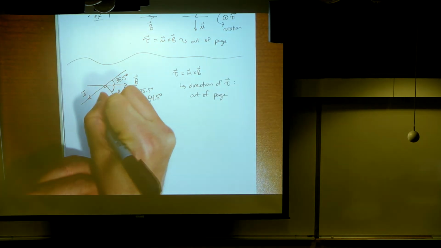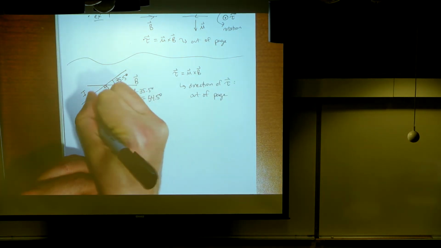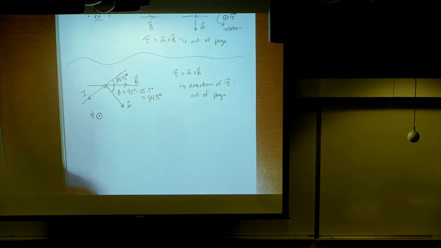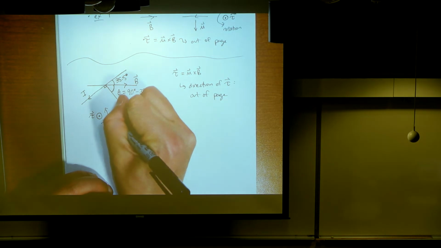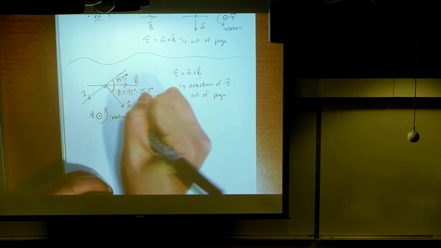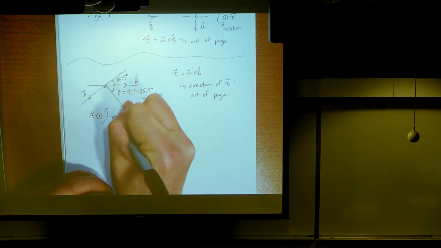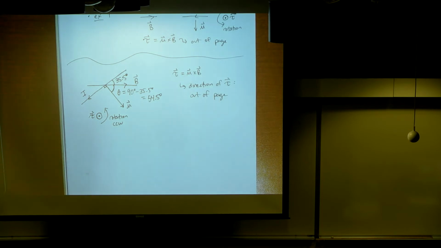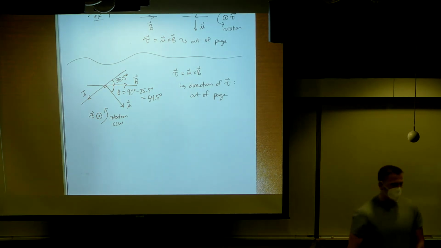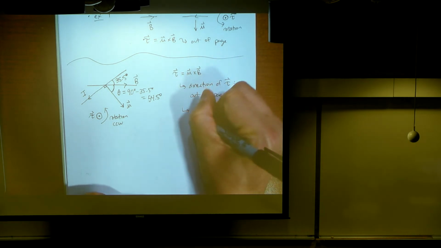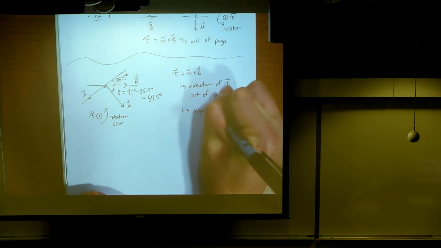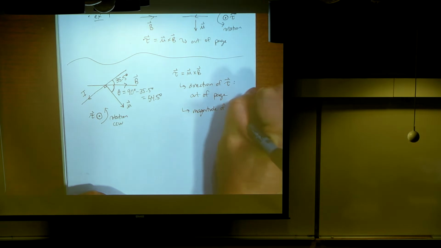And if we draw that torque vector on our diagram, again, going out of the page, it's meant to indicate that the rotation is like this. That's counterclockwise. Okay? Now for the magnitude. Okay, magnitude is not too hard.